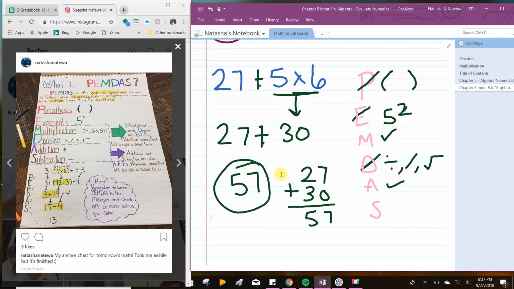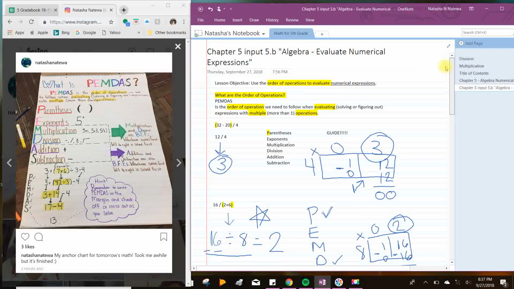Thank you guys for watching. I hope it helped you a lot. What was our objective for today? Use the order of operations to evaluate numerical expressions. What are the order of operations? It's PEMDAS. We look at our poster: parentheses, exponents, multiplication, division, addition, and subtraction.